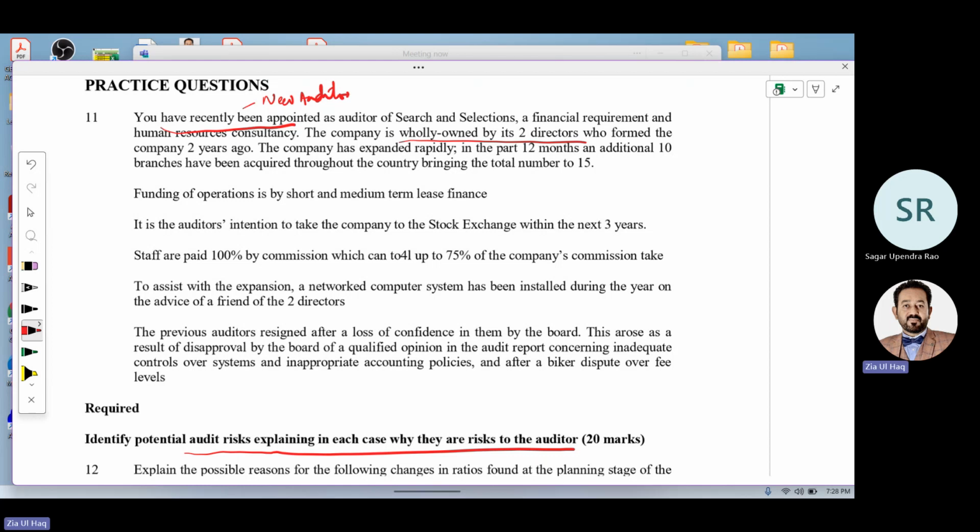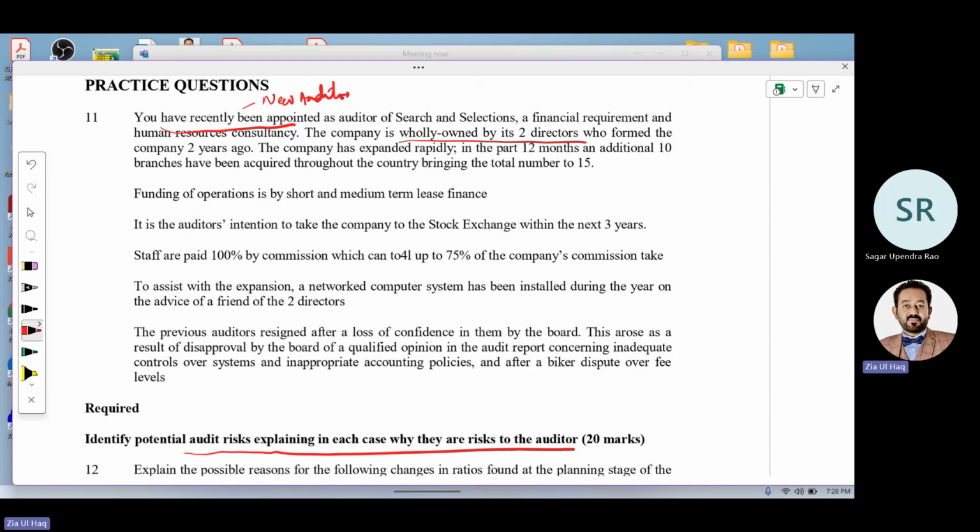So there are chances of a poor control environment because the company is owner managed. Due to this, misstatements may not be prevented, detected, corrected by the system. We will write it as control risk. We are learning.